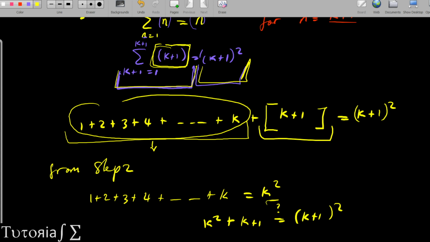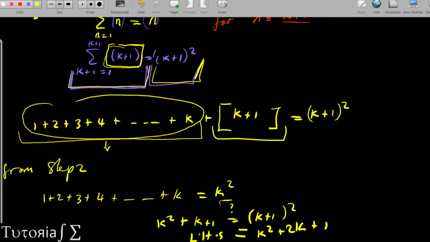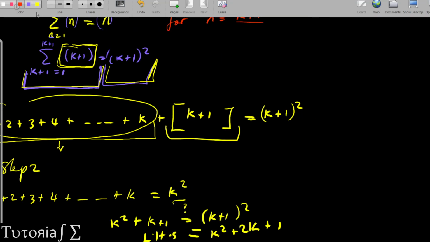Okay, so is that equal to that? So now here we can expand the right side as well. If we expand the right side, we're going to have k squared plus 2k plus 1. So we see that the left hand side is equal to the right hand side. So we can conclude to say true for n equals to k.